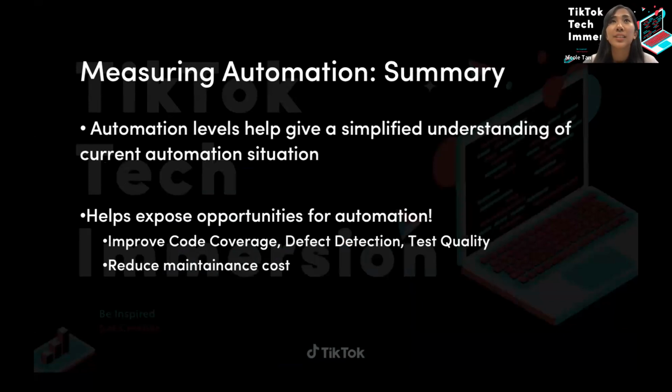Okay, that's the end of measuring automation. Just to summarize, automation levels give us a simplified understanding of the current automation situation. It's very beneficial for high-level leaders to see which business units need more manpower in automation, and which business units we can learn from. It also helps expose opportunities for automation, like improving code coverage, defect detection, test quality, and reducing maintenance costs.